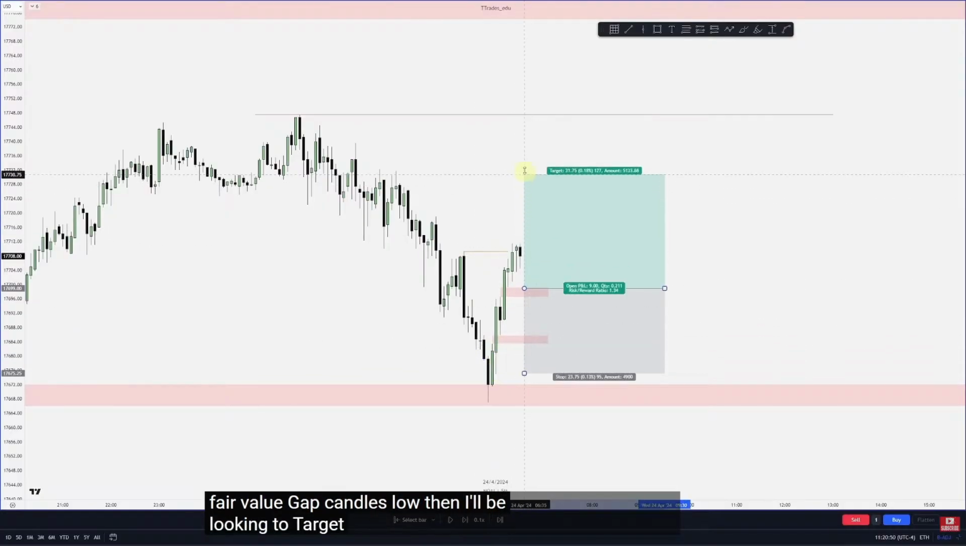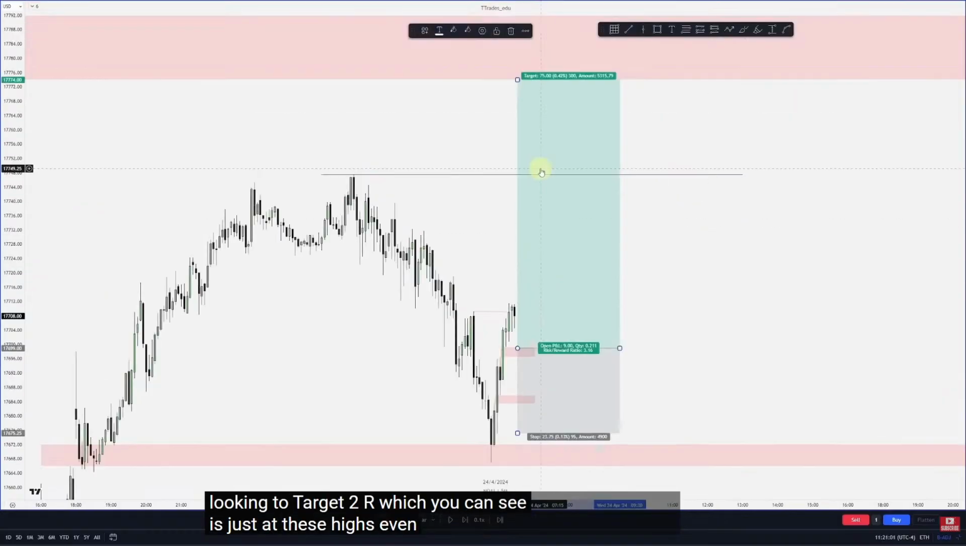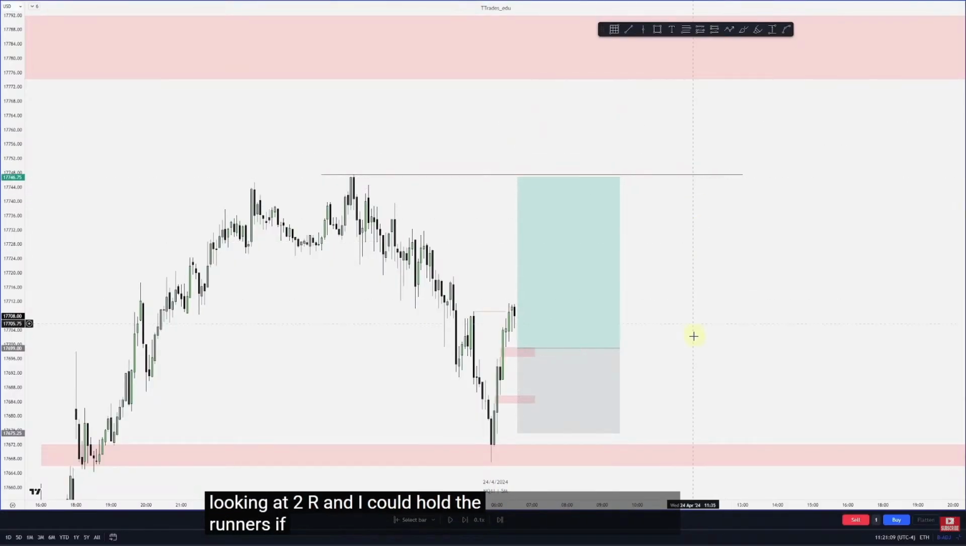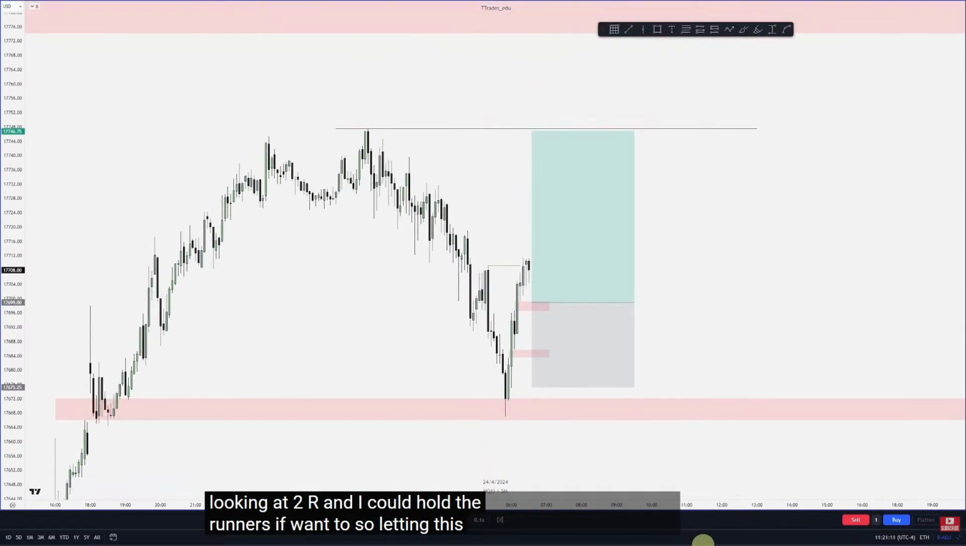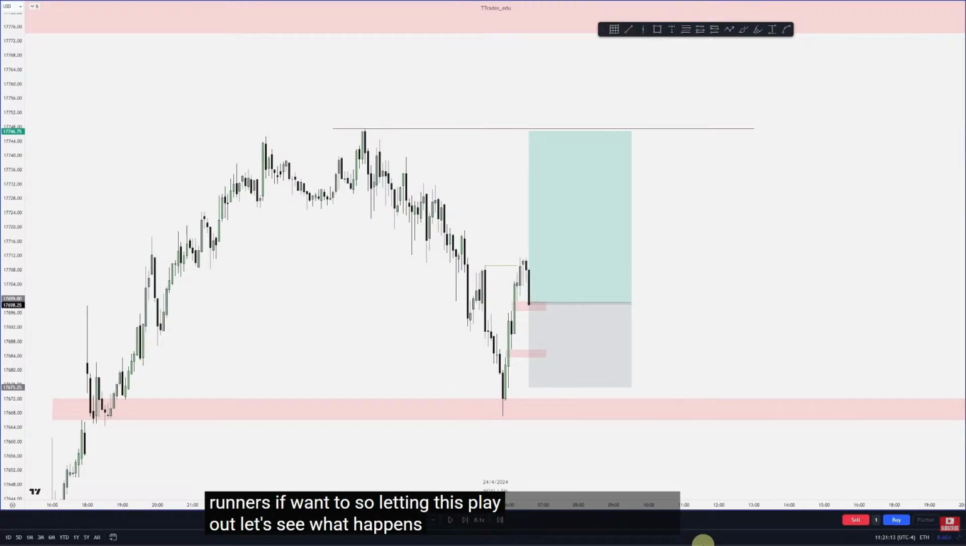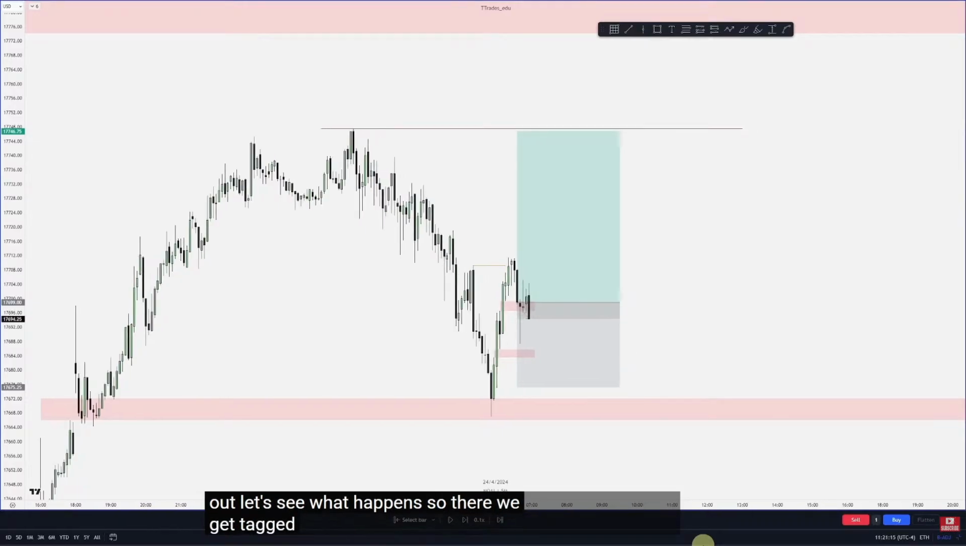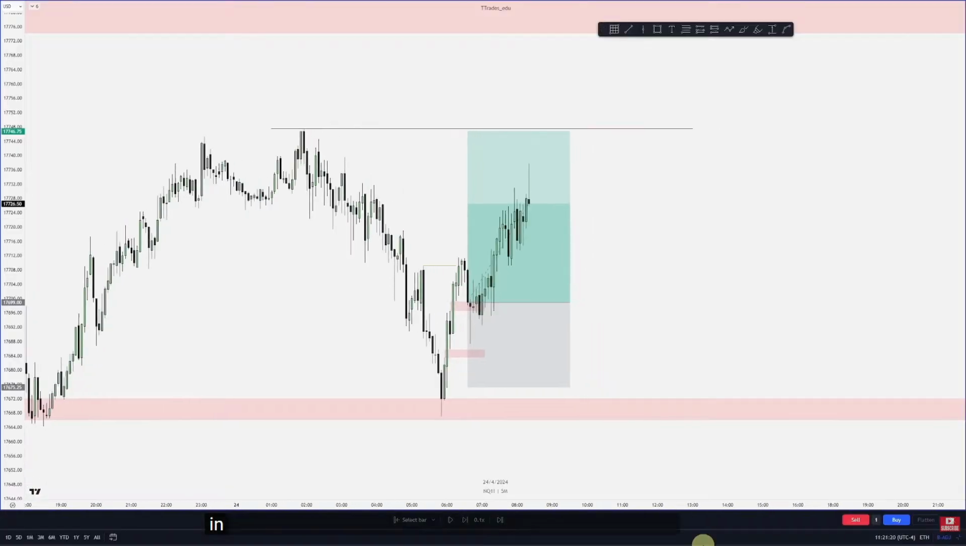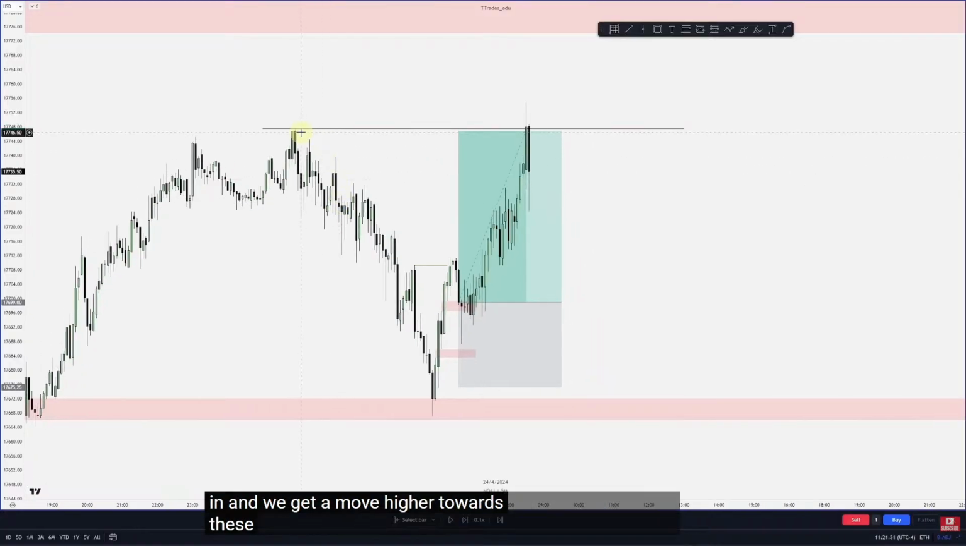Then I'll be looking to target 2R, which you can see is just at these highs. Even though I could target 3.16R with a total run to the fair value gap, I'm just going to be looking at 2R, and I could hold runners if I want to. So letting this play out, let's see what happens. So there we get typed in. And we get higher towards these highs, completing the move from internal liquidity to external liquidity.